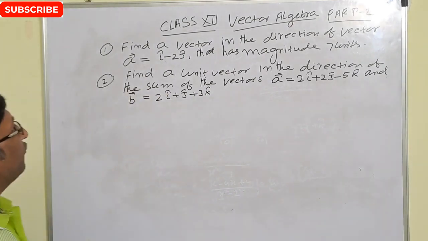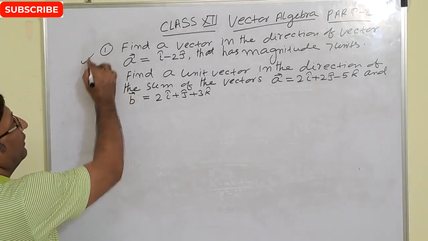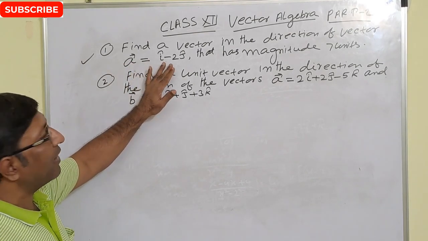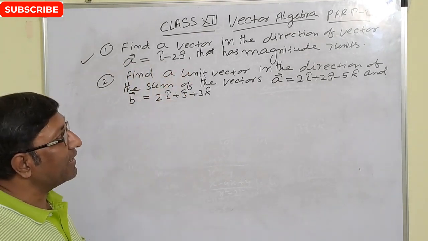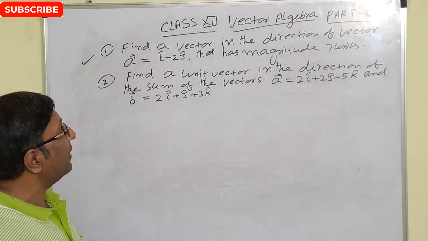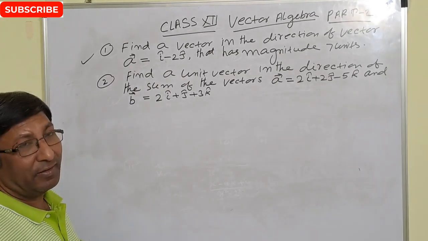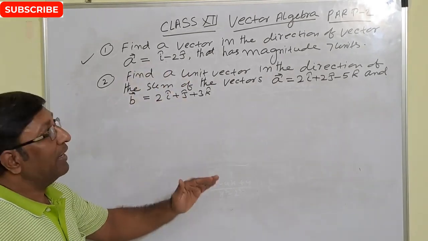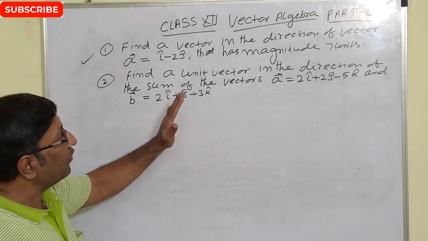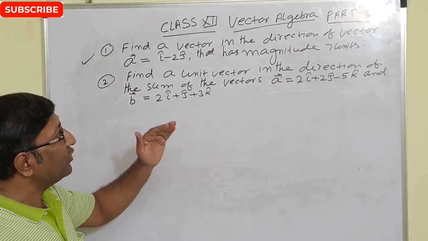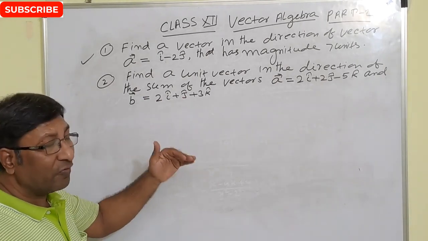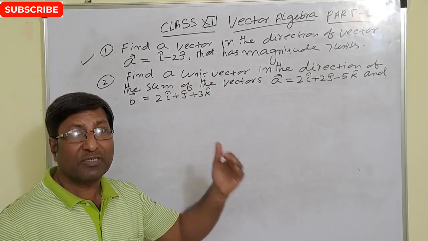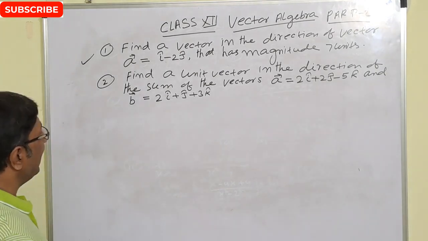Find a vector in the direction of vector A equal to i minus 2j that has magnitude 7 units. That means we have to find a vector in the direction of this vector that has magnitude 7 units. In part 1 we also did a question: find a unit vector in the direction of a given vector. But here the difference is that the magnitude 7 units is given. So this is a very easy question.